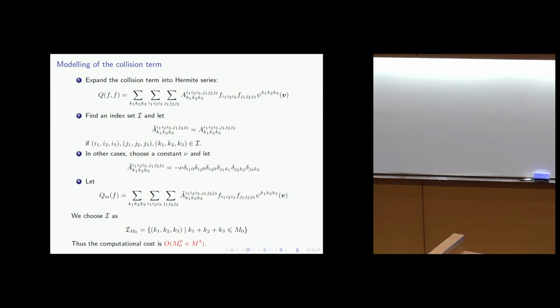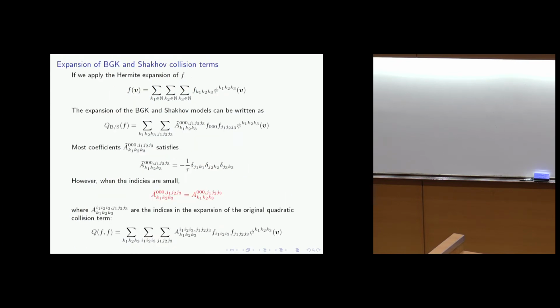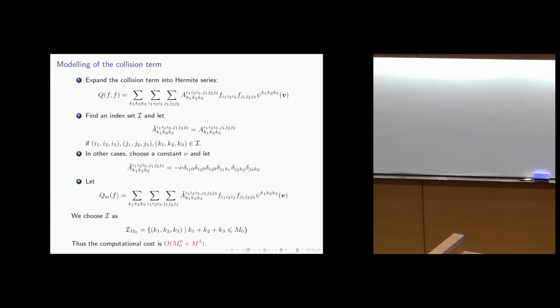And then what we want to do is something similar to the BGK and Shakhov models. We match the first few coefficients. We find an index set I, and say that if these indices are small, or these indices are in this index set I, we define this A tilde as the same as these A's. In other cases, I just set this matrix as a diagonal matrix. Then we get a new collision model.